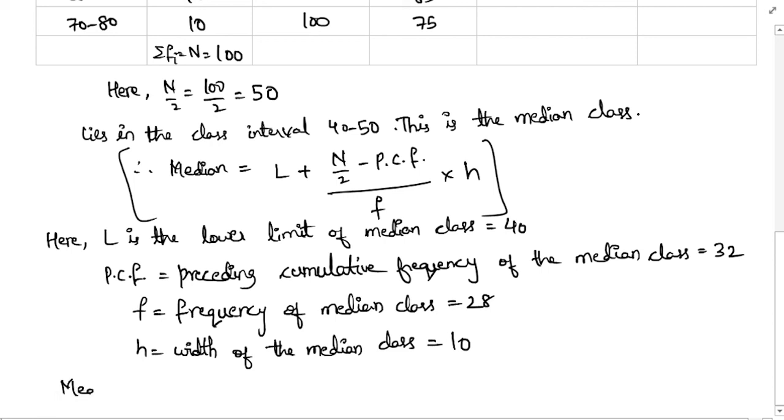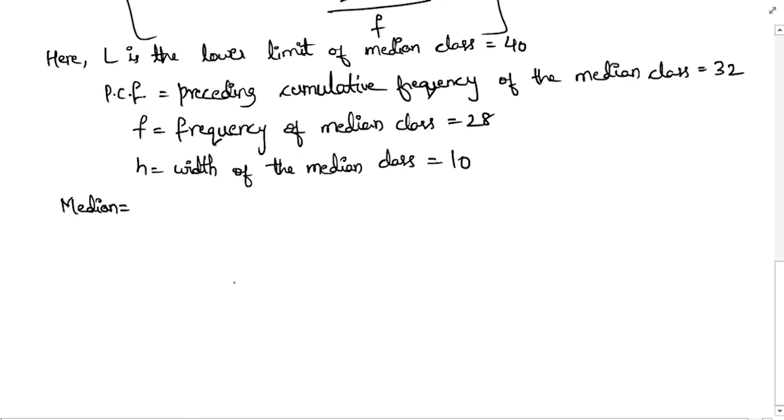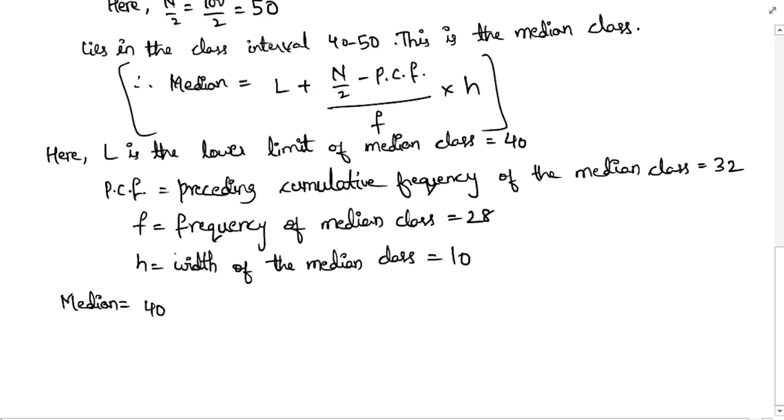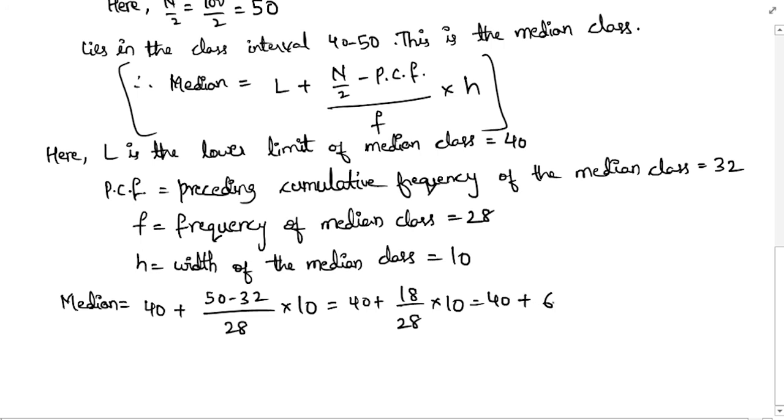So now the median is equal to, just substitute all those values in the above formula. That is 40 plus 50 minus 32 divided by 28 into 10, that is equal to 40 plus 18 by 28 into 10, that is equal to 40 plus 6.43, that is equal to 46.43. So now we got the median as 46.43.